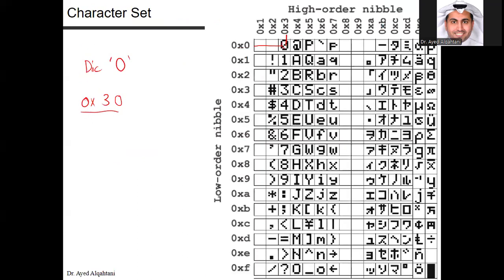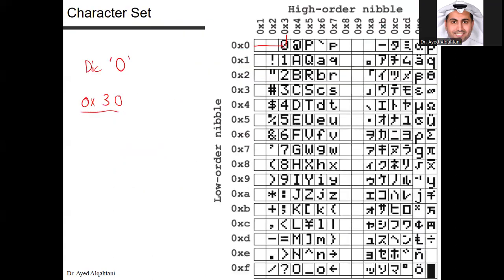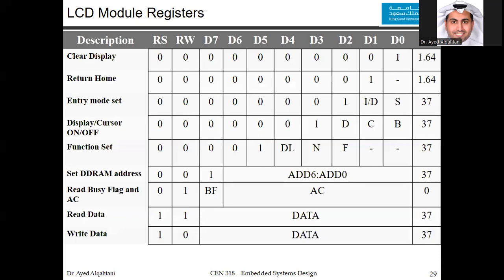Now, we said that we have certain instructions, these commands. How can I feed these instructions to the LCD? There is a table that describes the way to feed it to the LCD. We have clear display, return home, entry mode set, display cursor on and off, function set, DDRAM address, read busy flag, which is actually a status flag, and read data and write data. These two instructions are the ones that are important, especially the write. So you could say that 90% of the time you are sending data to be displayed in the LCD.